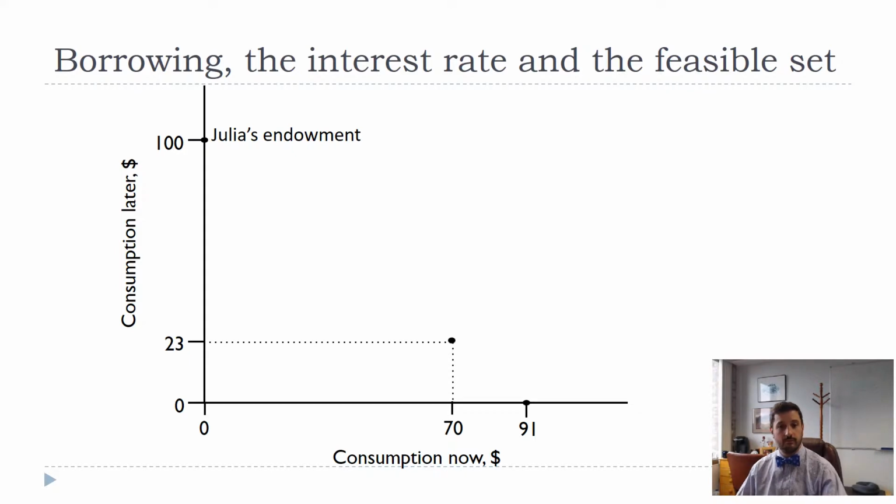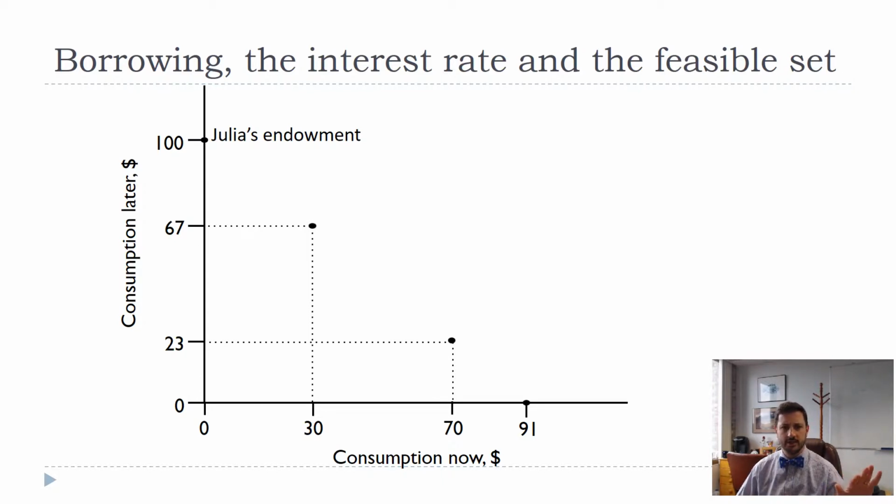So she could borrow the whole $91 right now and pay it back in the second period. She could borrow at a different rate, right? She could borrow $70, in which case she would have to pay that back with interest, and she would have $23 left because 10% of 70 is $7. 100 minus 70 plus 7, or 77, is 23. She could borrow just $30 today, right? In which case she would have to pay back $33 in the future, leaving her with $67.